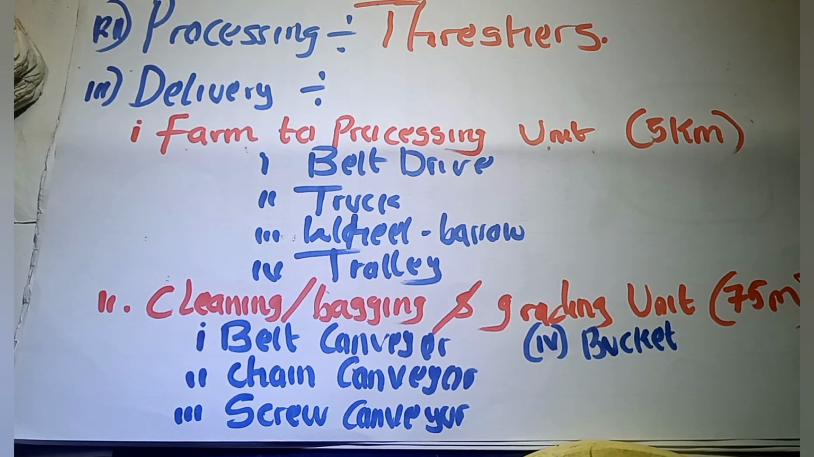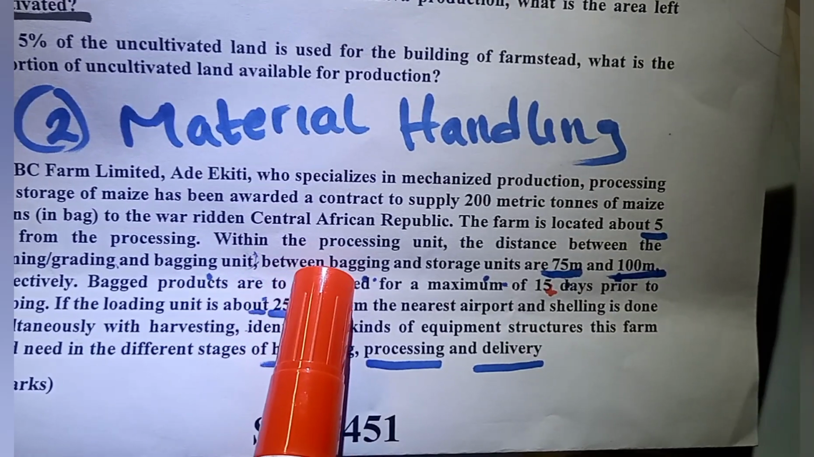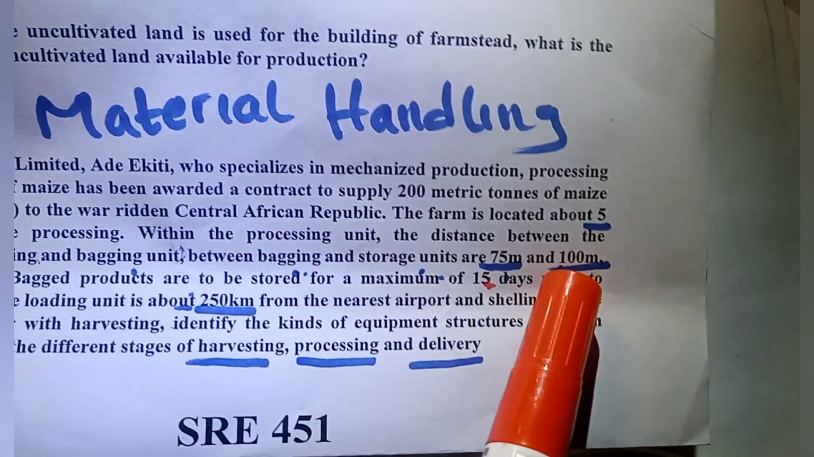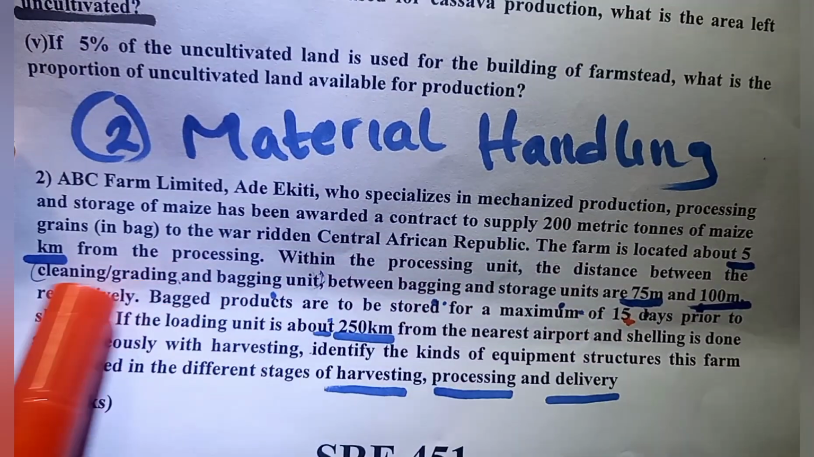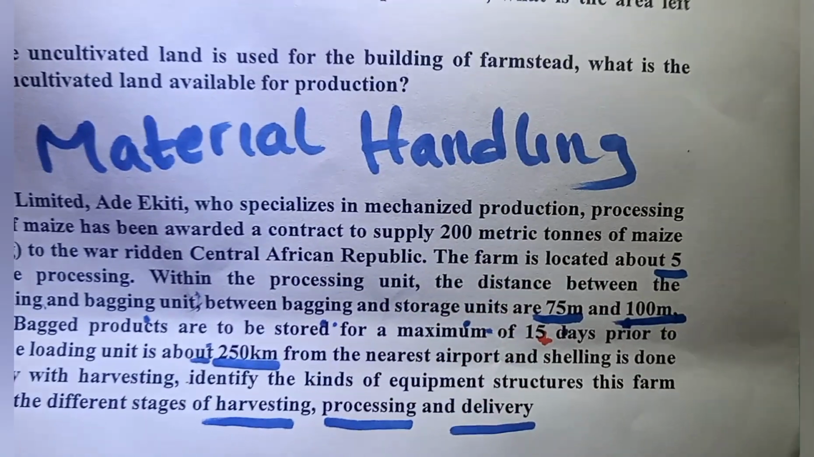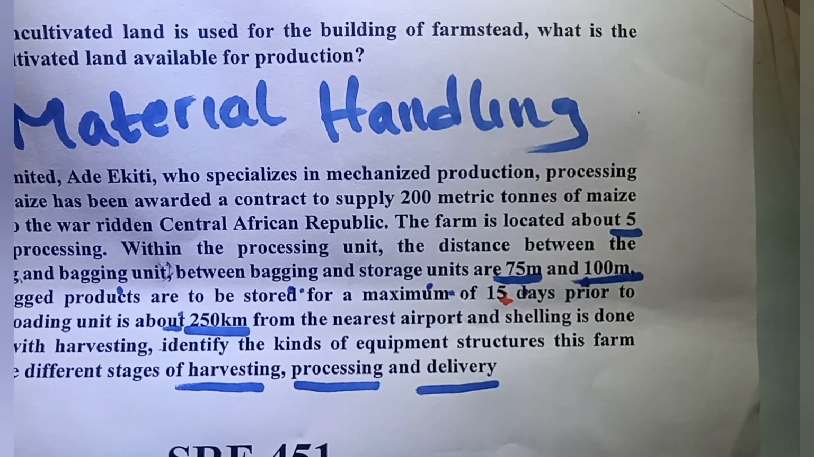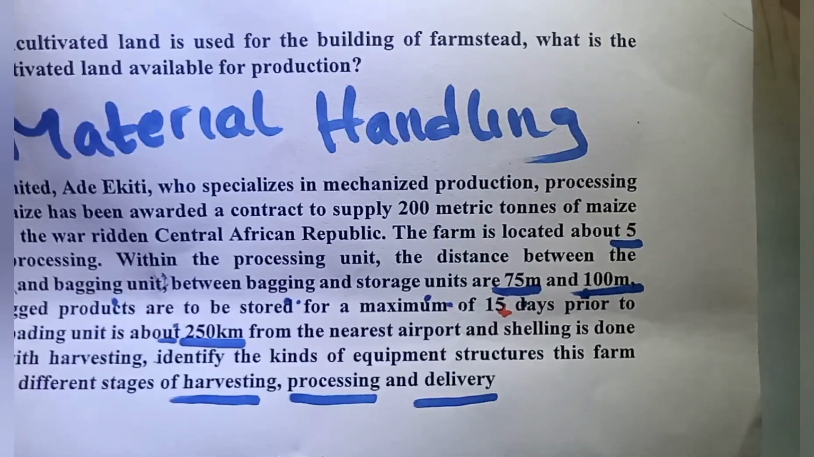So now the next distance that I'm going to be talking about is the distance between what? That is from the grading unit to the, let me look at the question. Now the next distance here is between the bagging unit and the storage unit, which is what? 100 meter. Now don't forget the 75 meter is for the cleaning and grading and bagging unit. So from the bagging to the storage unit is also within the processing shed. So it's also short distance equipment that I'm going to be using for the movement of that material, of the grains itself. Between the bagging, that's number 3.